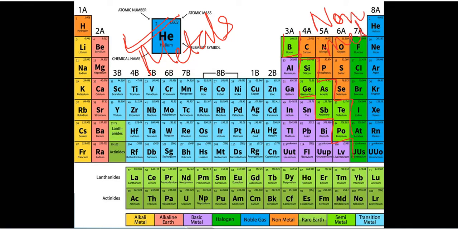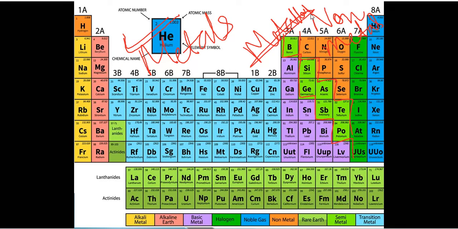To the right of the metalloids we have nonmetals. So you can easily remember that metals are present on the left hand side of the periodic table, nonmetals are present on the right hand side of the periodic table. A zigzag line separates metals from the nonmetals and they are called metalloids.